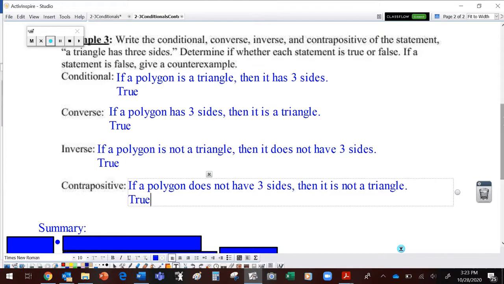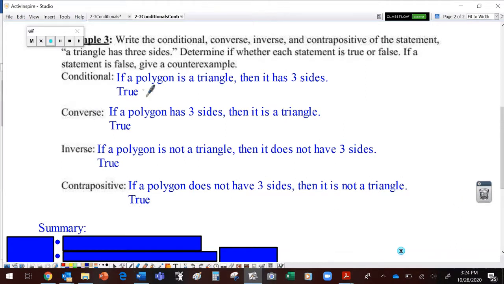So in the last 2 examples, we had true, false, false, true for the conditional, converse, inverse, and contrapositive, respectively. But that's not always going to be the case. There are instances where the conditional, the converse, inverse, and contrapositive can all have the same truth value. But what's important is that the conditional and the contrapositive have to have the same truth value, and the converse and the inverse have to have the same truth value. It's possible that they could all 4 have the same truth value, but those pairs have to match up.